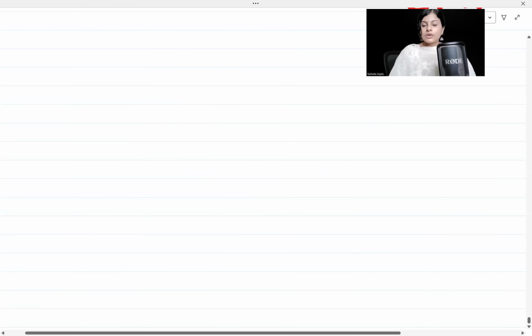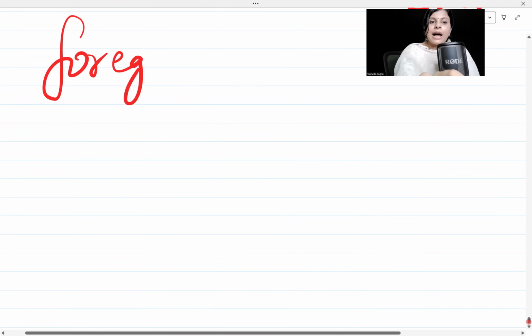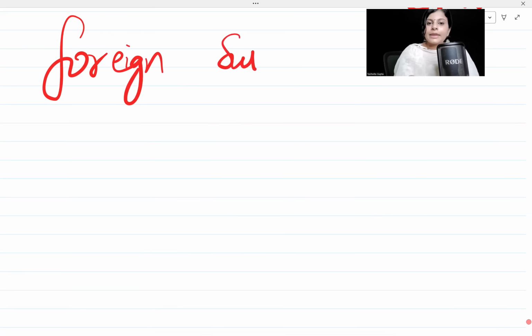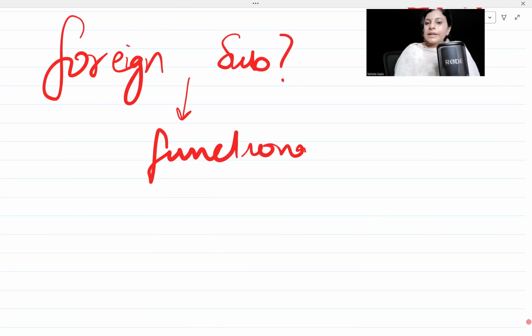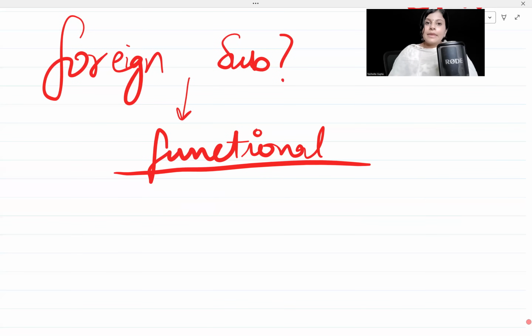Now come to groups. What if you have a foreign subsidiary? So first you should determine what is the functional currency of this foreign subsidiary. Functional currency is the currency of the primary economic environment. So you will first determine the functional currency of the subsidiary. You have proper rules for it, like how do we determine it?